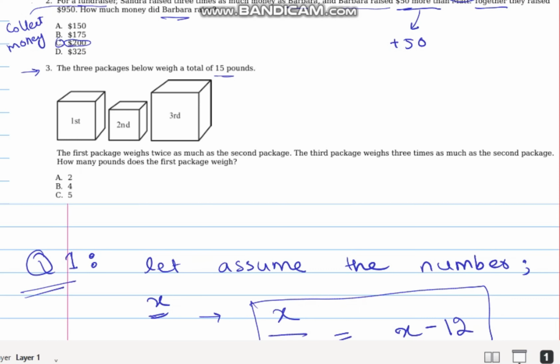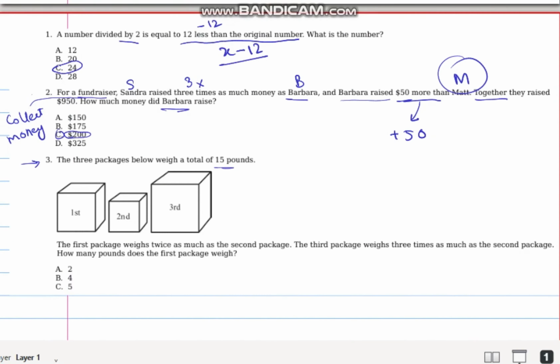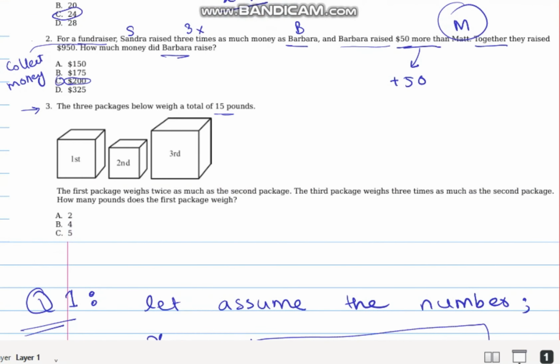So the first, second, and third box is a package. You can consider it a box. Package or box is one thing, so don't be afraid of the wording. I am writing question number 3 here, so please note it carefully. It is a very easy question again.